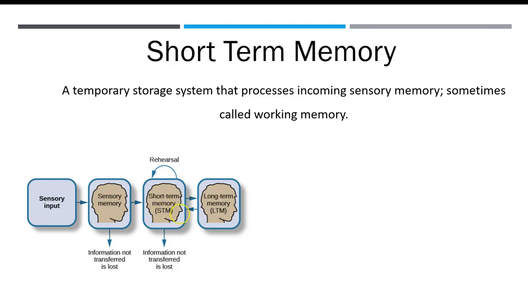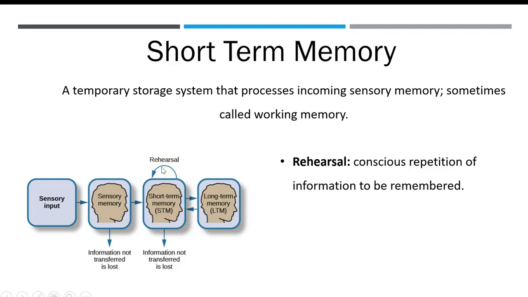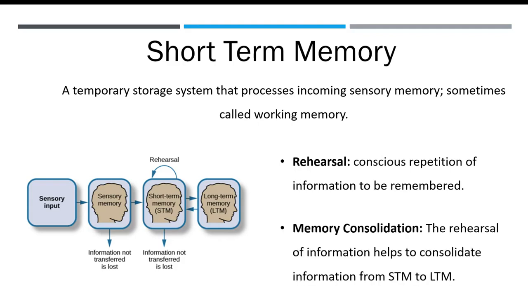but short-term memory is unable to move information from short-term memory to long-term memory unless we use rehearsal. And rehearsal is a conscious repetition of information to be remembered. So if we consciously repeat information, such as studying when we want to study for a test, when we rehearse that information, it will most likely go from short-term memory to long-term memory. And that process of rehearsing information in your head in order to remember it helps with memory consolidation, which helps consolidate information from short-term memory to long-term memory.